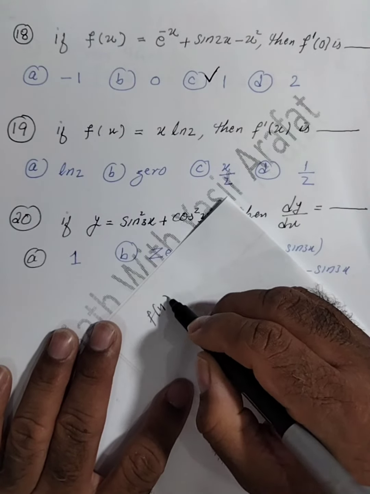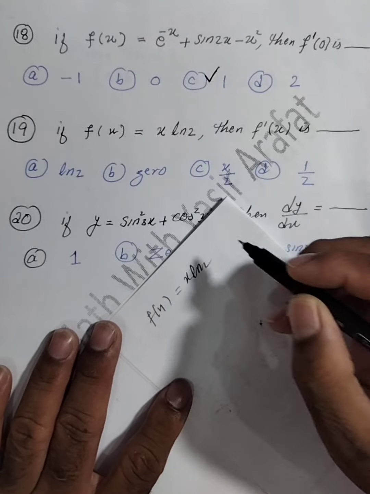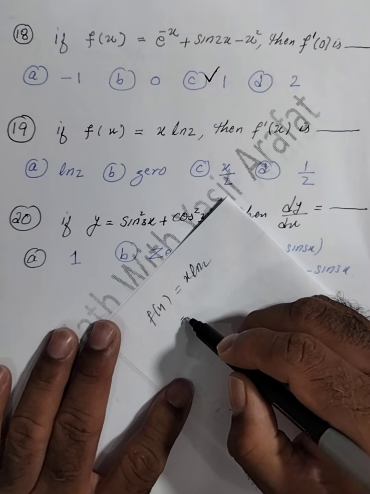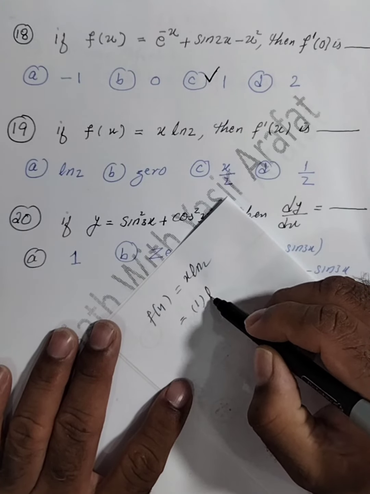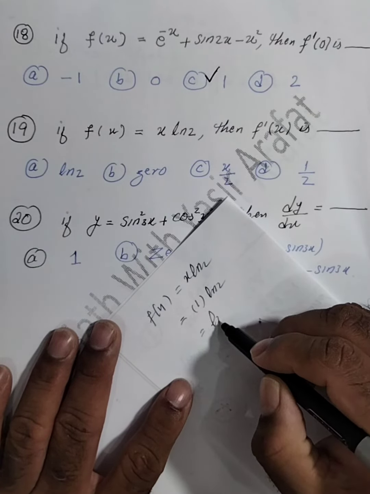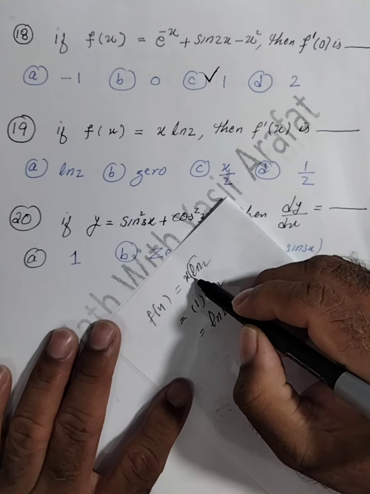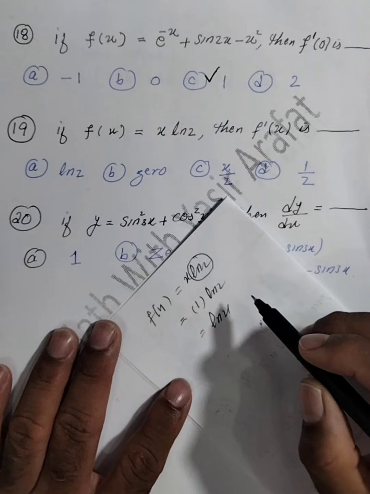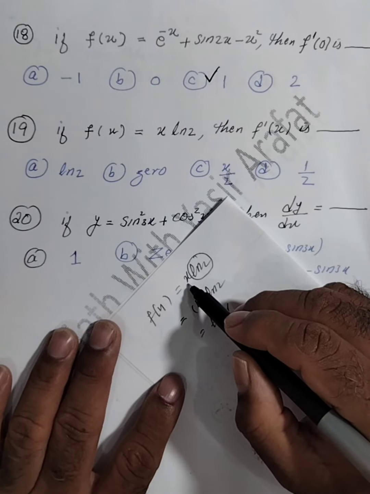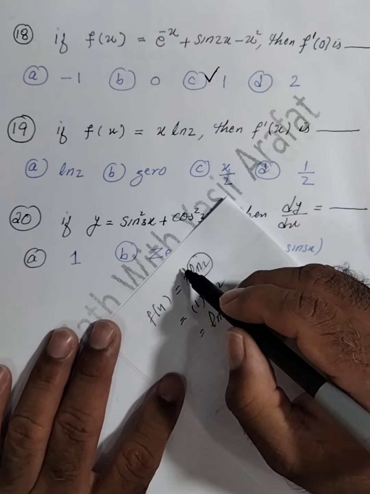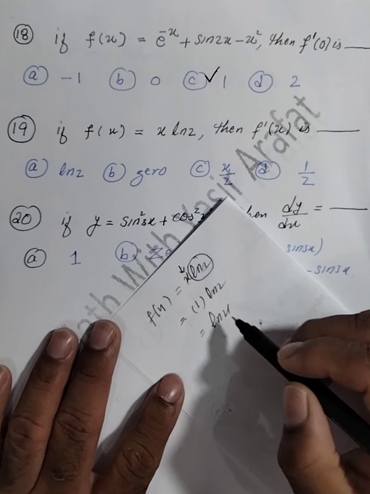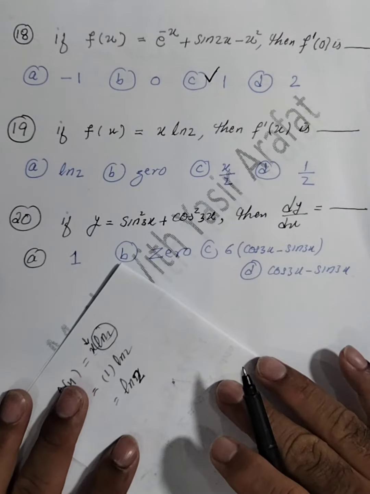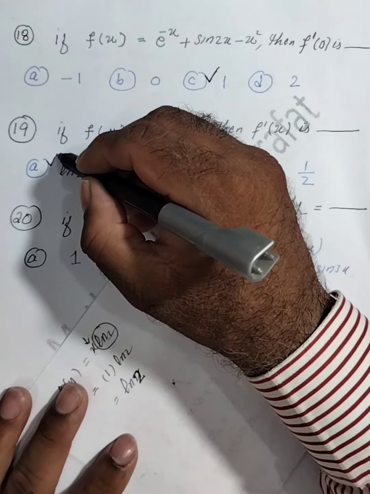Now come to the 19th part. This is f of x is equal to x ln 2, and we have to differentiate with respect to x. The derivative of x is 1 and this is ln 2. Dear students, remember that ln 2 is a constant, the coefficient of x, so we are not supposed to apply the product rule here. The function is x, so the derivative of x is 1, so the direct answer is ln 2. That is, option A is correct.